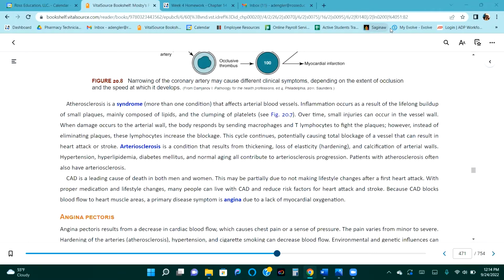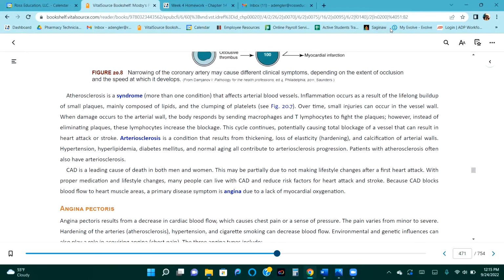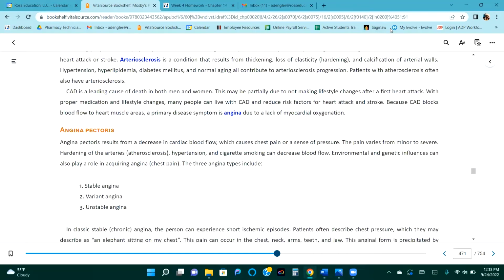Arteriosclerosis is a condition that results from thickening, loss of elasticity, hardening, and calcification of arterial walls. Hypertension, hyperlipidemia, diabetes mellitus, and normal aging all contribute to arteriosclerosis progression. Often when someone has atherosclerosis, they're also going to have arteriosclerosis.